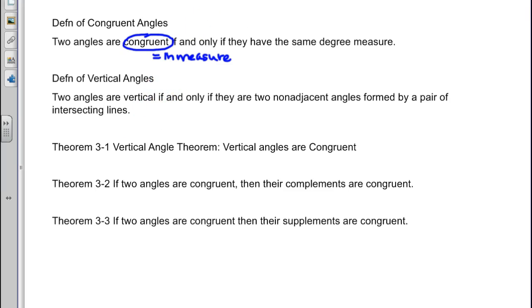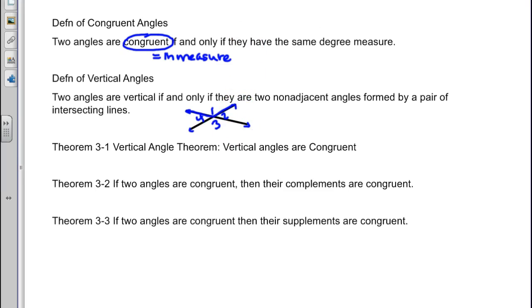Definition of vertical angles. Let's see if I can get a line drawn here. Two angles are vertical if and only if they are two non-adjacent angles formed by a pair of intersecting lines. So here I have a pair of intersecting lines, and angle 1 and angle 3 are vertical angles. You can see if I trace 1 and 3, they are non-adjacent. They do not share a side. I did not color over a side twice.